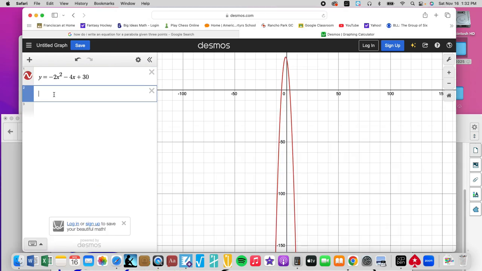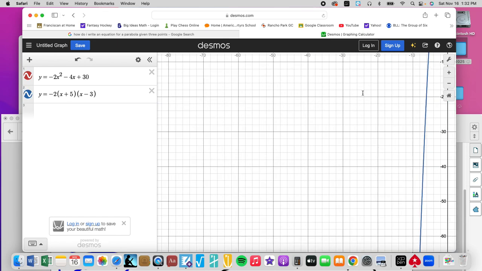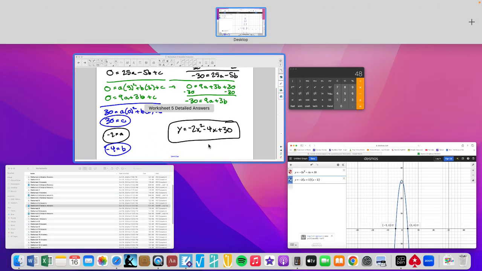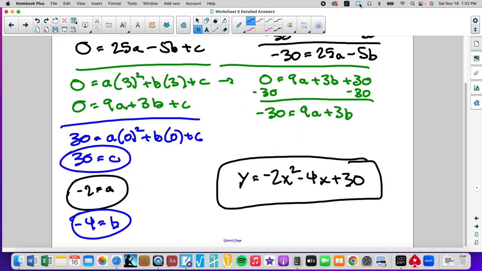And then if you have the equation y equals negative 2 times x plus 5, x minus 3, oh yeah, it's still the same thing. Those are still solutions: 0, 30, negative 5, 0, and 3, 0. So these are the same equations. If we multiply that and distribute it out, you get the same equation. So, all right, now you have another way of doing it.